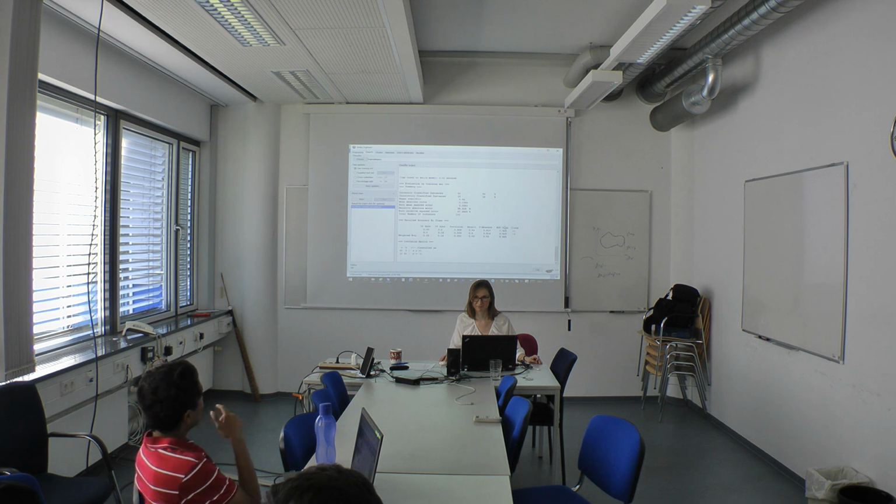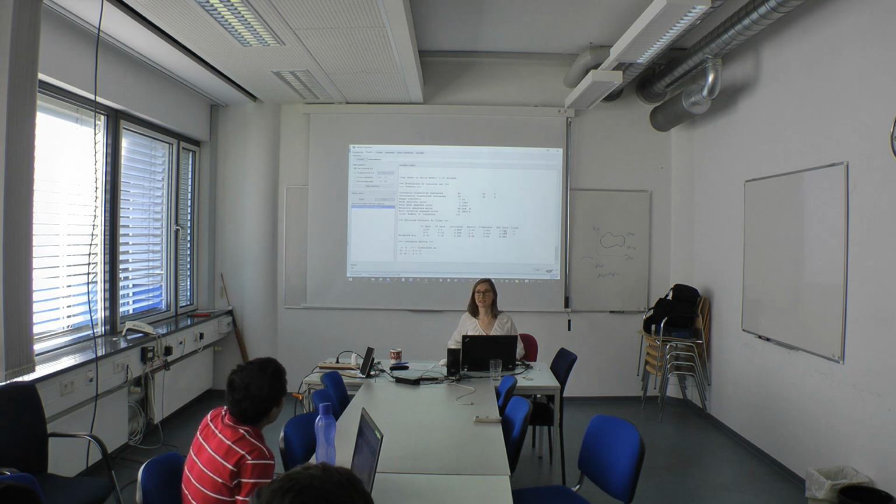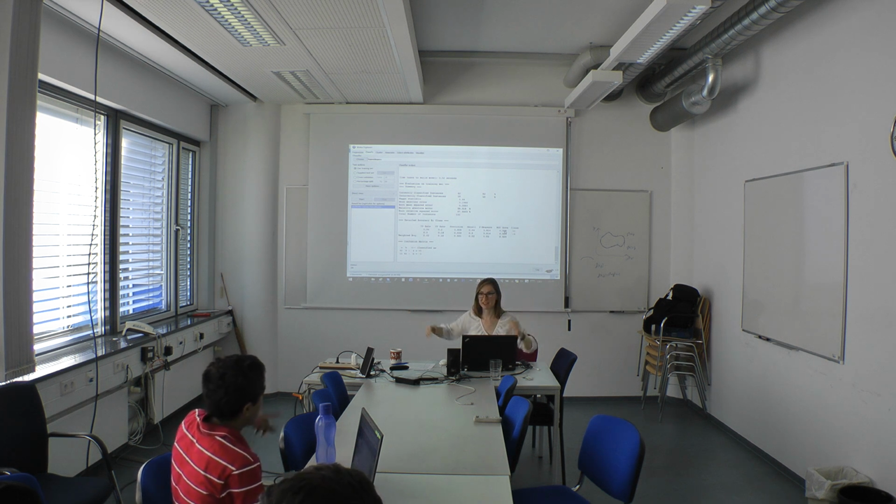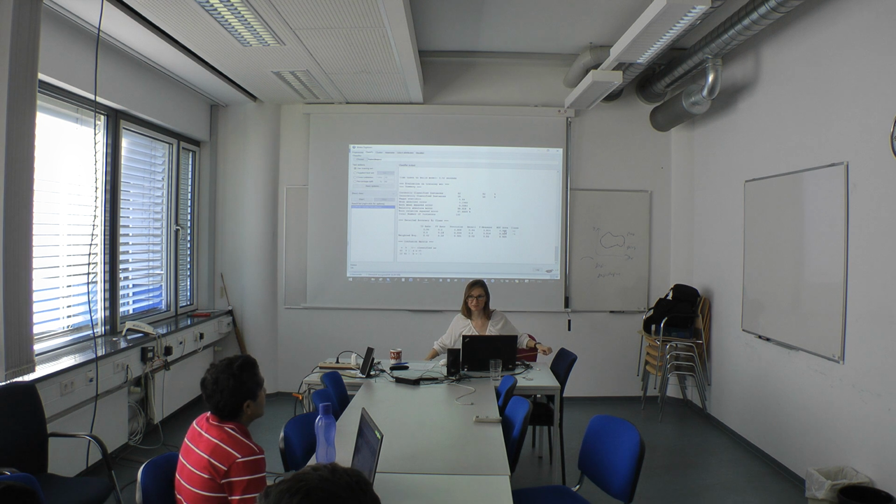What is the ROC area? If you remember my slide with the ROC curve, this is the area under the ROC curve. A perfect classifier would have a ROC area of 1. This one is very close to 1.